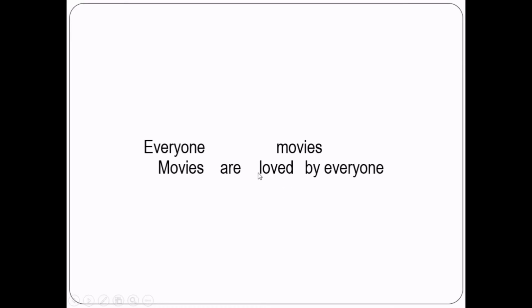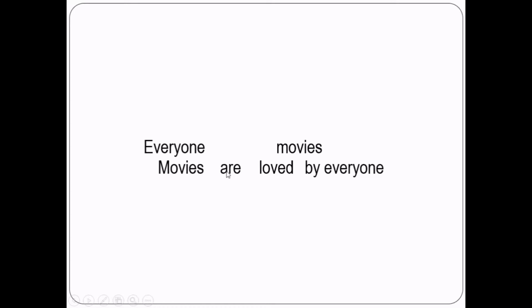If you notice, the verb changes quite radically. Suddenly you have two constituents. You have the main verb in the passive participle loved, and then you have the auxiliary verb, in this case the verb are, which, since it's a present tense, is in the present. So movies are loved by everyone.